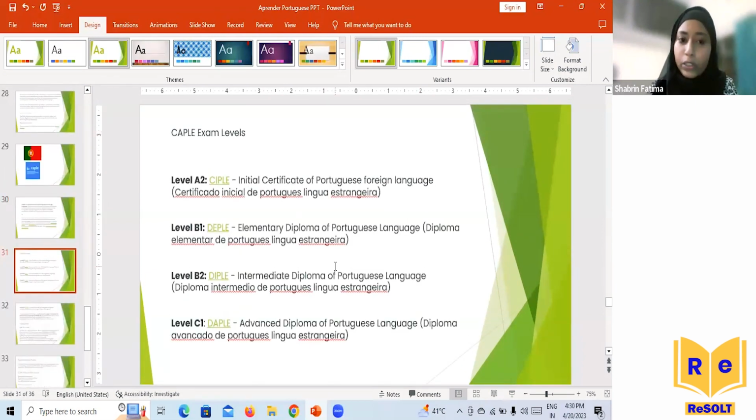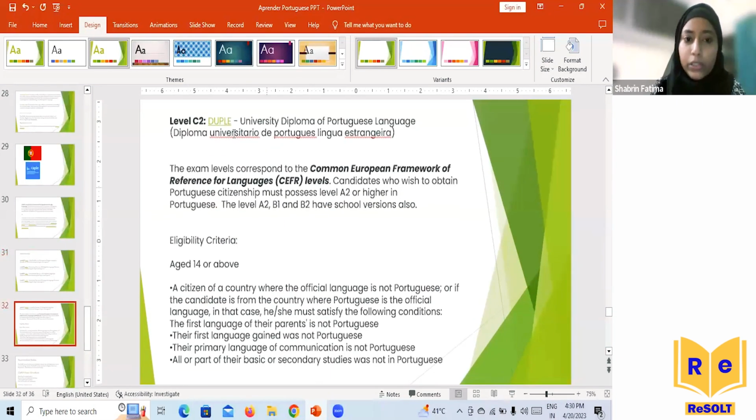Okay. Then they also have levels like the A2 level, the intermediate level, but the name is different in European Portuguese. That is CEPAL for the A2 level or intermediate level. And for the B1 level, they have DEPLE, for what you can call advanced Portuguese. Then we have DEPL for the B2 level and C1 level is DEPL. Then you also have the DUPL level, which is equivalent to mastery. If you can speak like a native, you can appear for that DUPL exam. So these are the levels of the exam you can appear for.